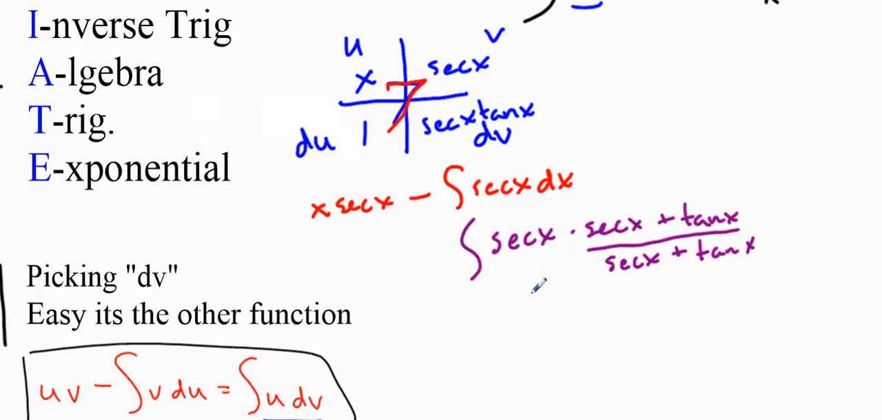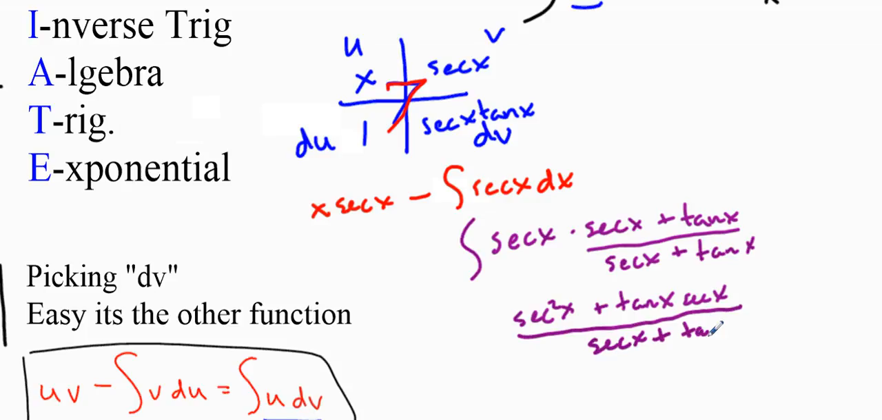All right, when we distribute this through, we're going to have secant of x squared, plus tangent of x times secant of x, times tangent secant of x. And then on the bottom, we're going to have secant of x plus tangent of x.